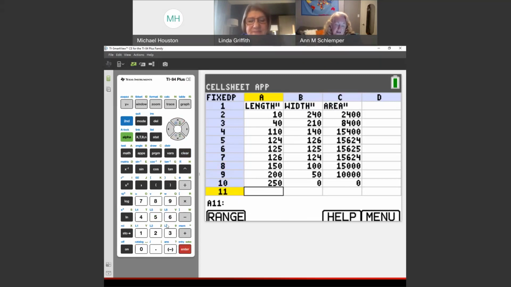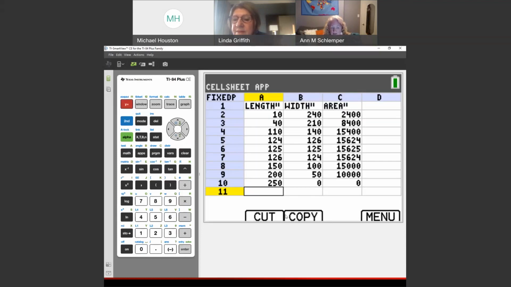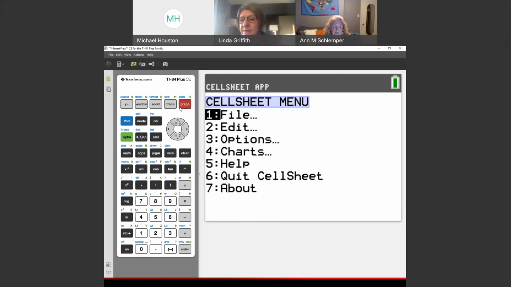You could have this set up for the kids and share it with them just by linking it to them. But I think the process of making it is important too. And I learned to do it, and I'm old, just by Googling it. I said cell sheet app on the TI-84. So it's pretty easy. If you hit range, you can see you can cut and copy. So I thought it was pretty easy.